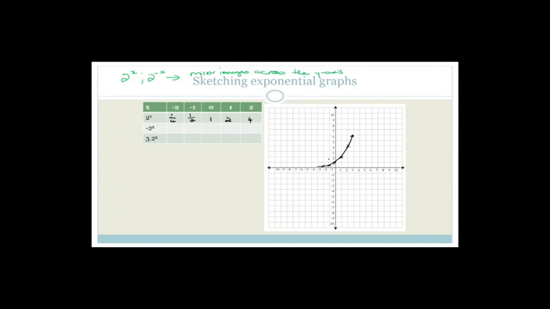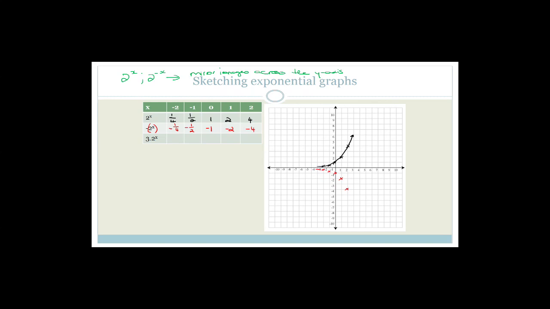So there's my standard graph. Now let's see what happens if I do this. So what happens is, wherever I'm now seeing this value, I have to put a minus in front of it. So this becomes minus a quarter, minus a half, minus 1, minus 2, and minus 4. Okay, so when x is minus 2, we got minus a quarter. When x is minus 1, we've got minus a half. When x is naught, we've got y is minus 1. When x is 1, y is minus 2. And when x is 2, y is minus 4.